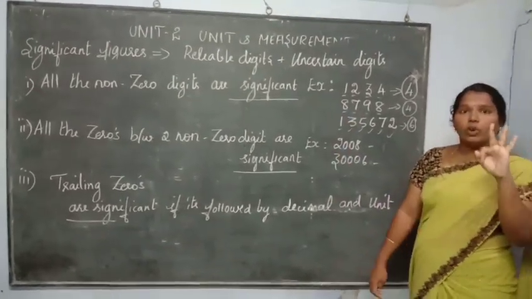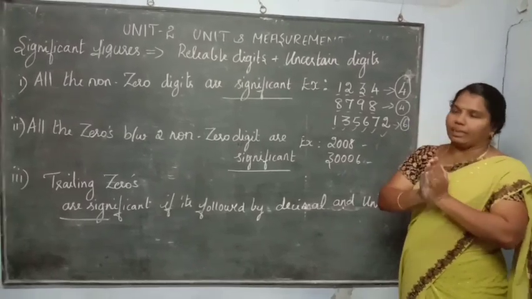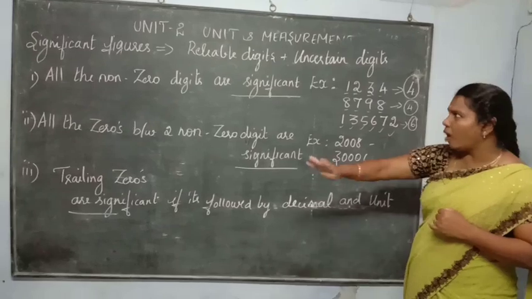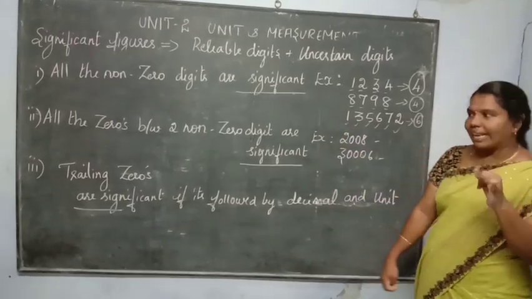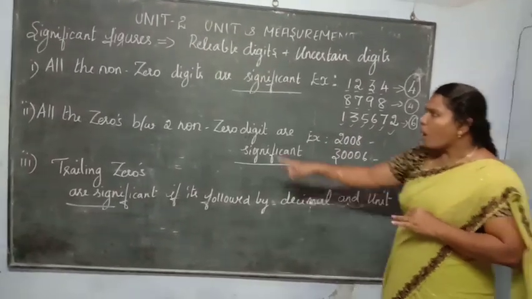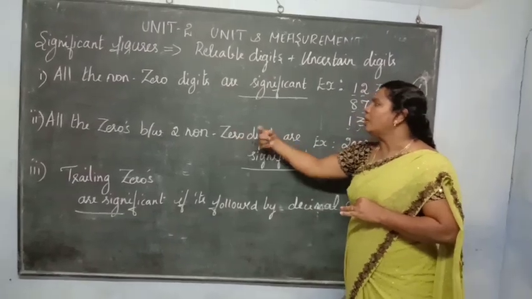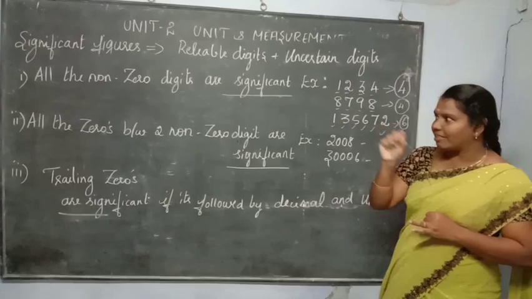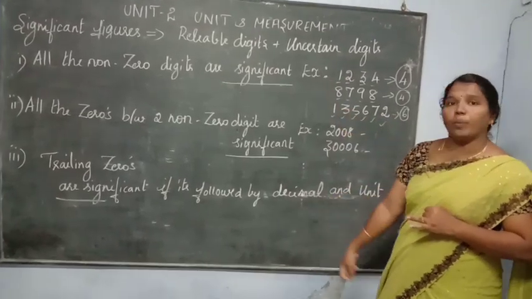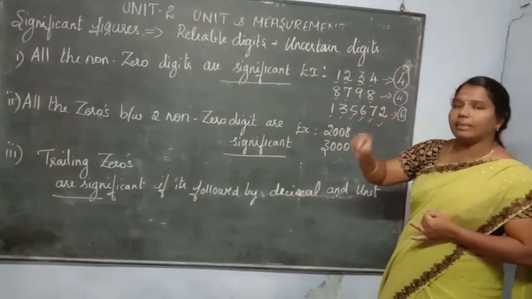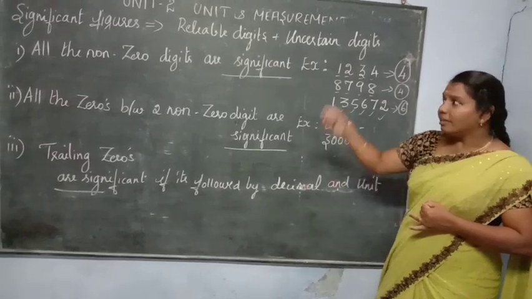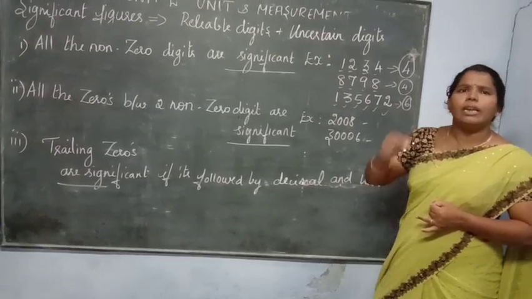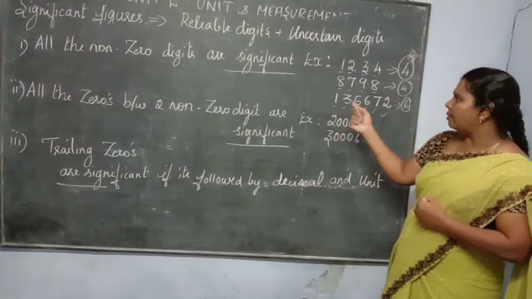There are 3 ways in which you can identify significant digits. The first type is all the non-zero digits. All the non-zero digits are significant. And the second rule: all the zeros between the non-zero digits are also significant. First, just underline the words. These are all in your book, given in bold letters on page number 28. Just note it and underline it. If you keep these rules in your mind, you can easily answer these questions.